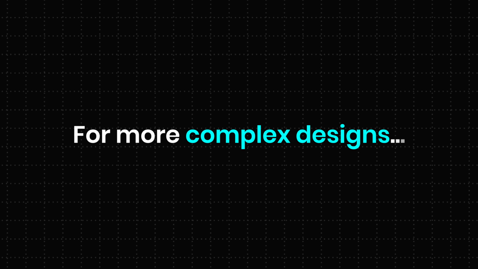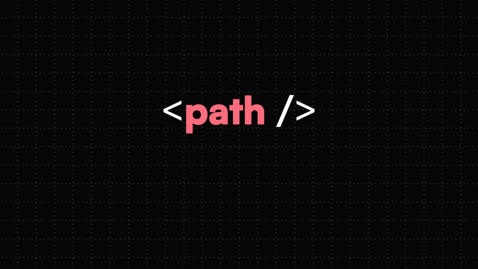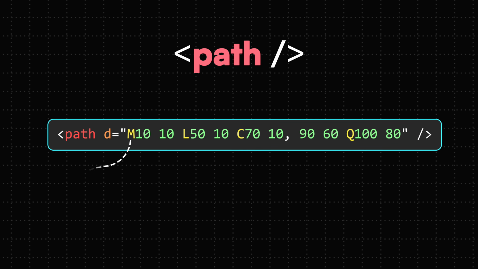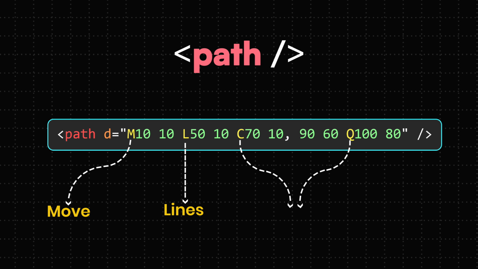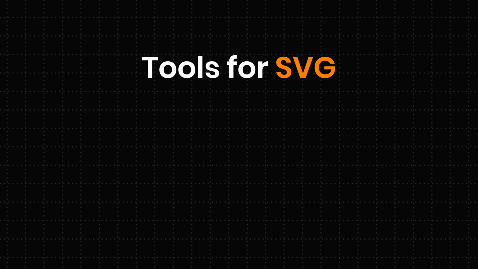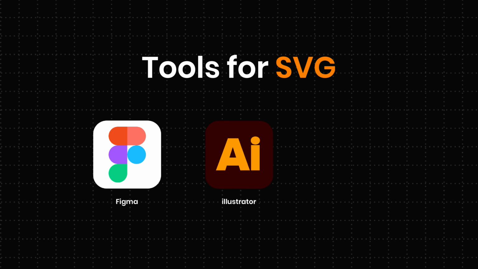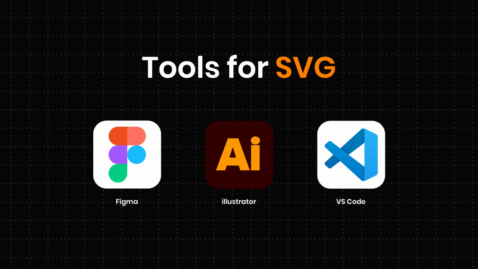For more complex designs, the path element is used, which draws shapes using commands like M to move, L to draw lines, and C or Q to create smooth curves. With these tools, you can create clean, scalable graphics that look great on any screen.